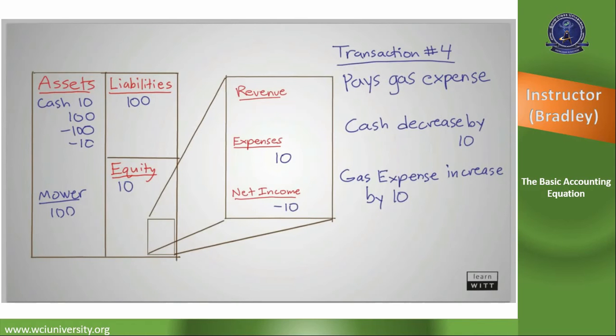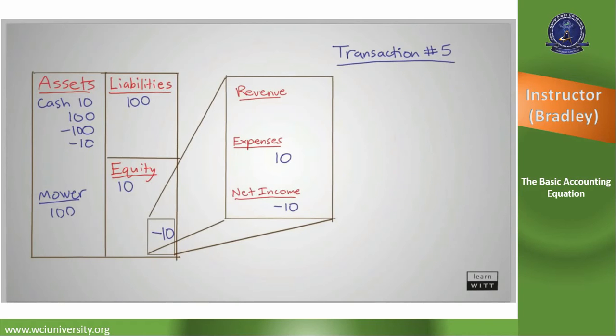The decrease in income on the income statement is then reflected on the balance sheet in the equity section. Remember, the equity section shows the net income from the income statement. They are linked together. Transaction number 5. Jim earns $20. The amount of cash in the business increases by 20.